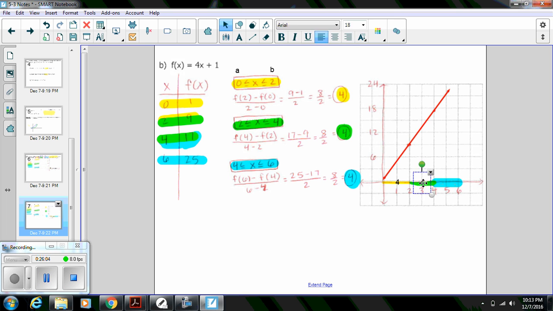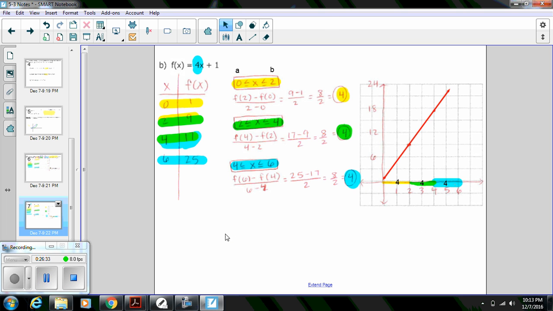So that means we did it right. If you look at our graph, we should get the same average rate of change because it's linear. And if we look at our equation up here, we have a slope of 4, so this makes sense. It makes sense that we would get the same exact average rate of change for every single interval.